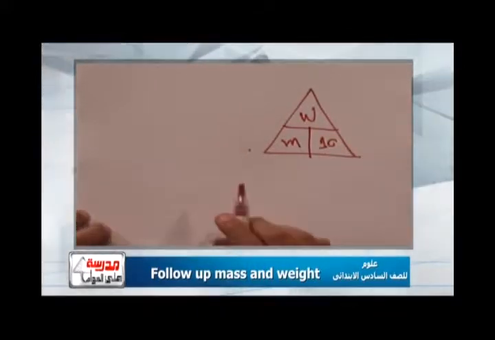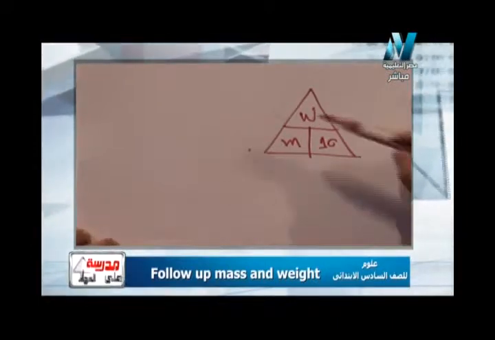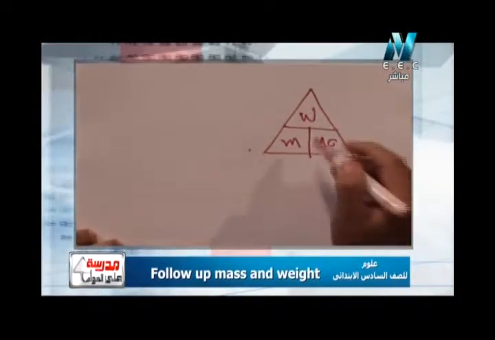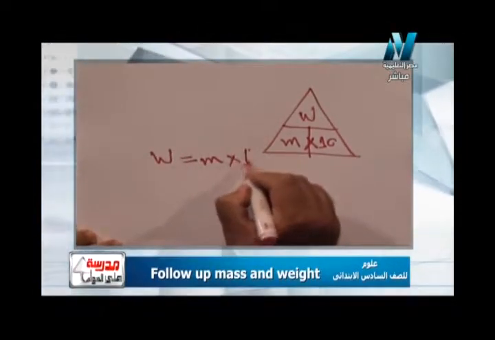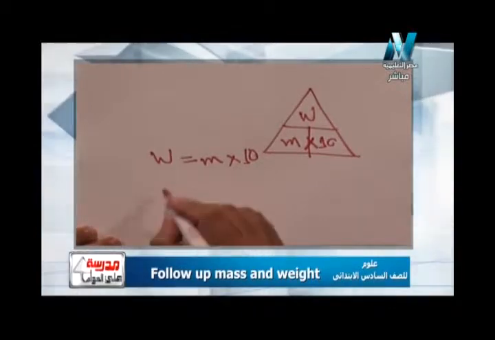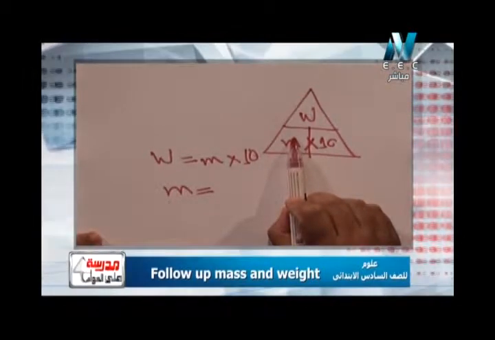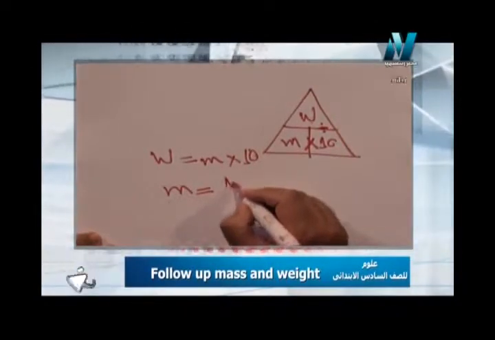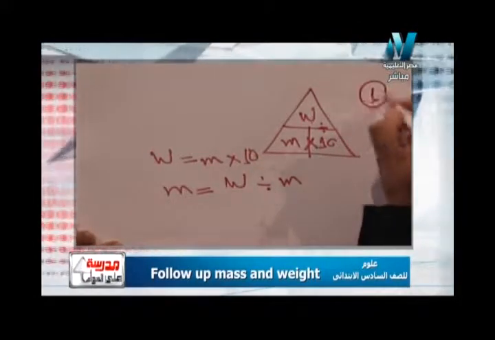So look here, if I want weight from this triangle, as we studied in math, I can put my finger or the pen on weight. Weight equals what? Equals mass by 10. So I can write weight equals mass by 10. What about mass? If I want mass, I put the pen on the mass. It will be weight divided by 10. So that's the first triangle.